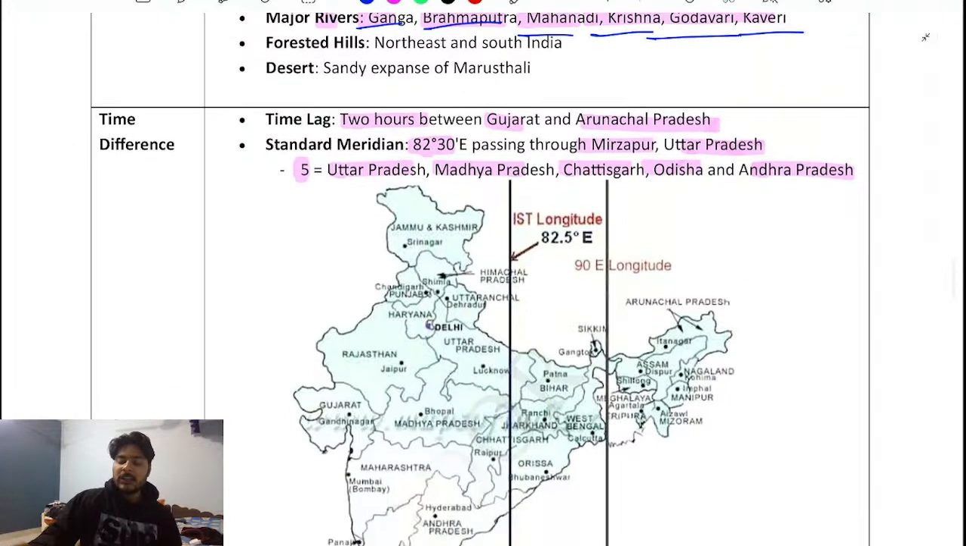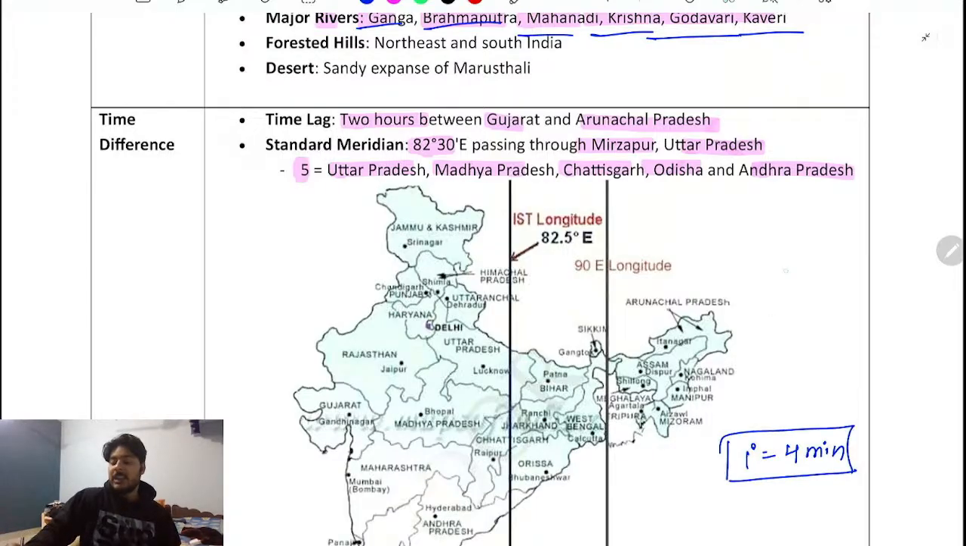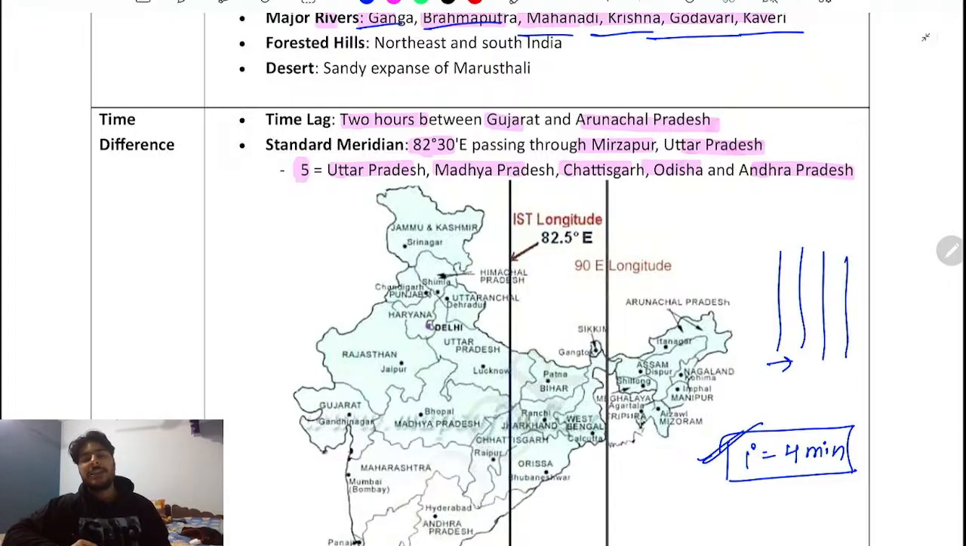Now let us talk about the time difference. As I told you, 1 degree is equal to 4 minutes. So if you move 1 degree in the latitude, for example, this is one latitude, this is another latitude, there will be a change of 4 minutes.